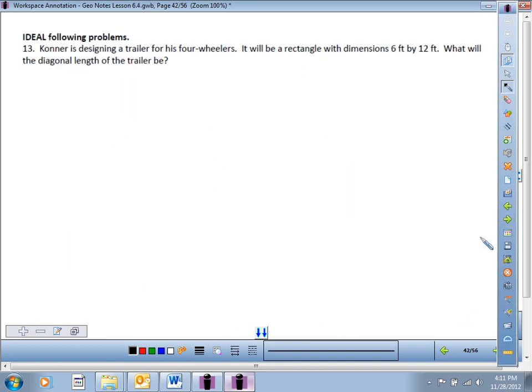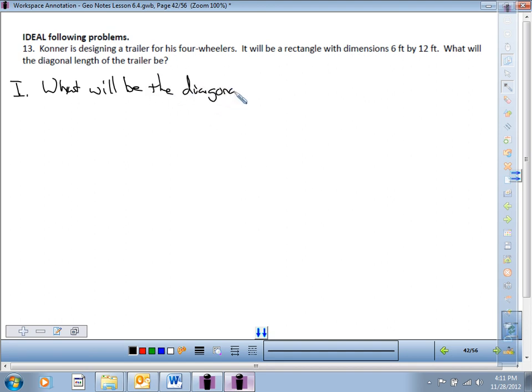Right? So the IDEAL problem now: Connor is designing a trailer for his four-wheelers. It will be rectangular with dimensions 6 foot by 12 foot. What will be the diagonal length? So remember, the I is directly in your question. What will be the diagonal length? You can just copy that right out of the word problem. Capital letter, question mark, ready to roll.